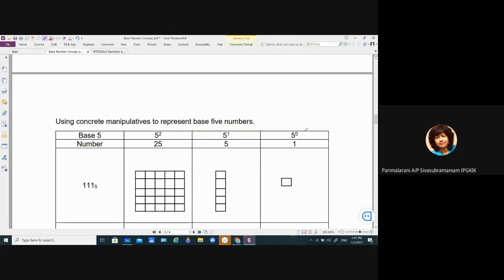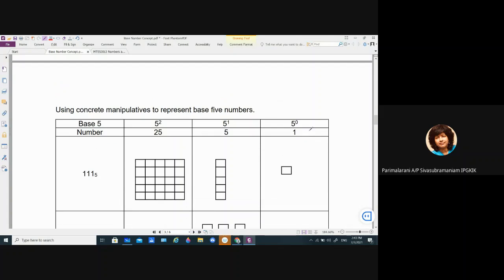Okay, this is another example here. We're using concrete manipulatives to represent base 5 numbers. If the number is 111 base 5, it means there is 1 one, 1 five, and 1 twenty-five. This is how we represent the number.